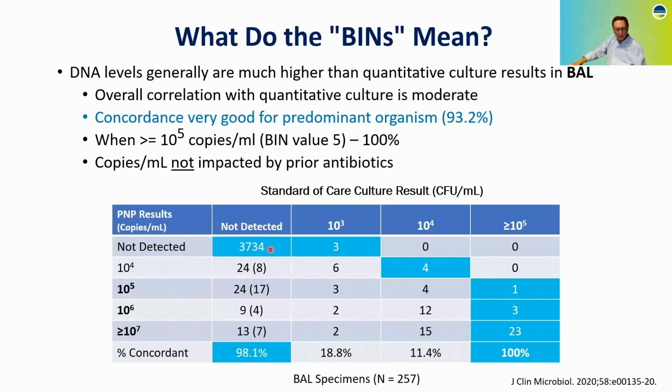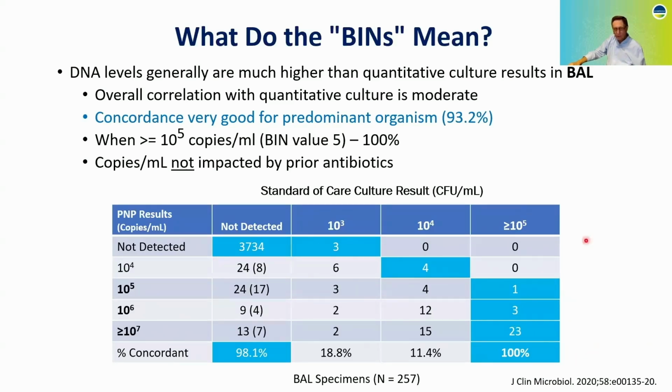So a very high negative predictive value here, very good concordance. If you don't detect anything, the number of things you can get from bins is very, very low, 98% correlation. The same thing when you have greater than 10 to the 5th. If you have greater than 10 to the 5th copies per ml, you can see how that correlates with very, very high bacterial counts by usual methodology.